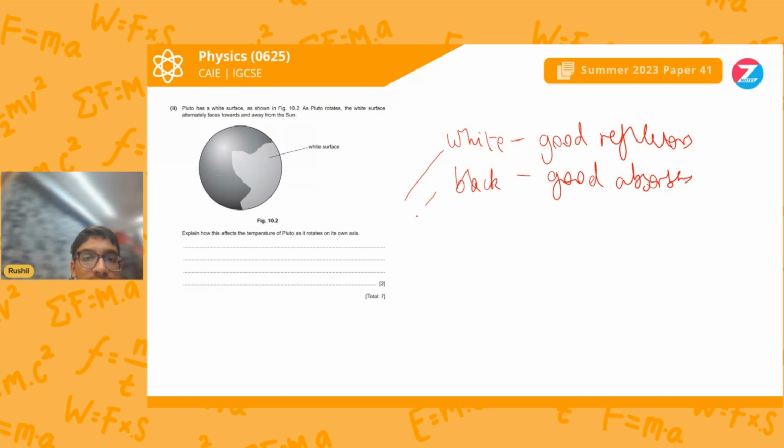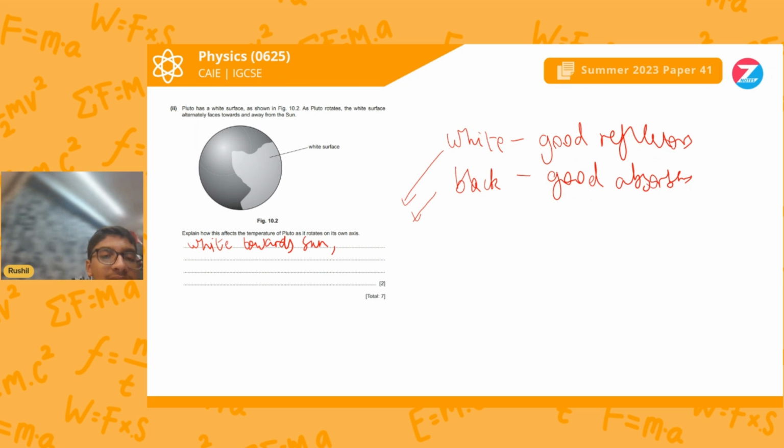So we write this here and then we mention that when the white surface is exposed to the sun, that means it doesn't heat up that well, since we know that most of the energy will be reflected. Whereas when the black surface is towards the sun, there'll be a significant temperature increase as it absorbs thermal energy well.